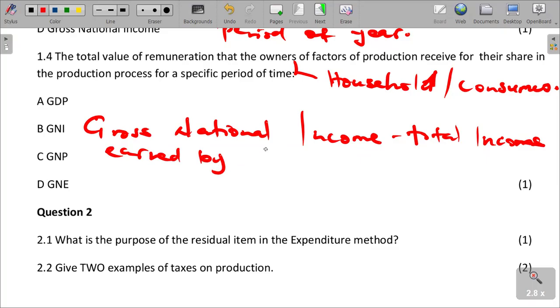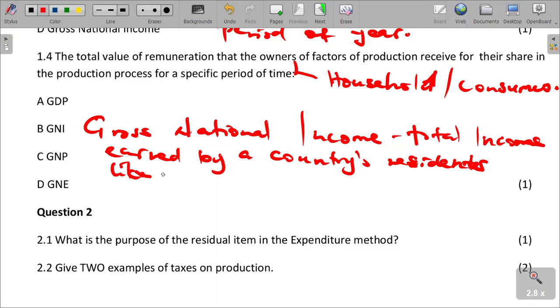Earned by a country's residents. We call that country's residency. We call that what? Residence, including wages, rent. Like we talk about wages, we talk about rent. It can also be in the form of profits or interest.